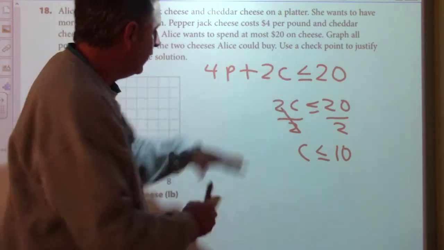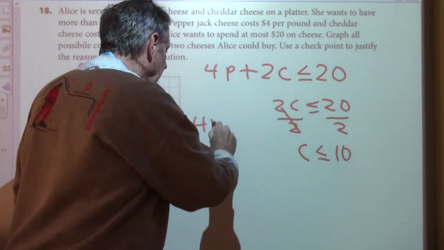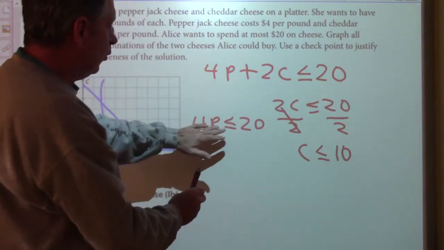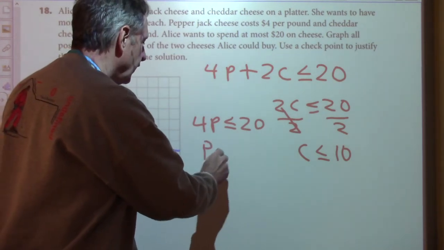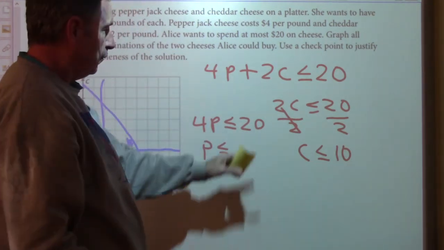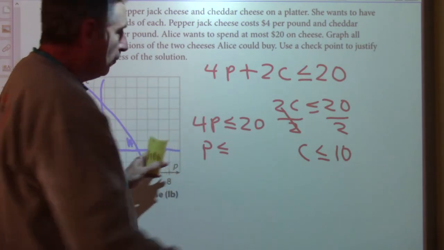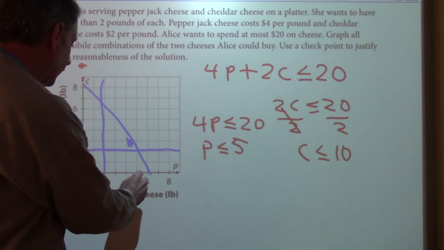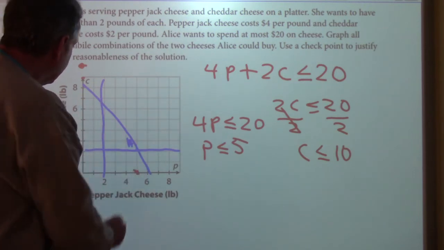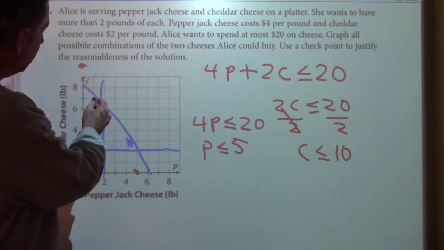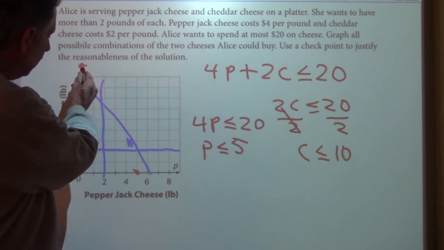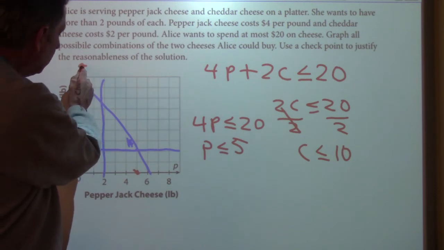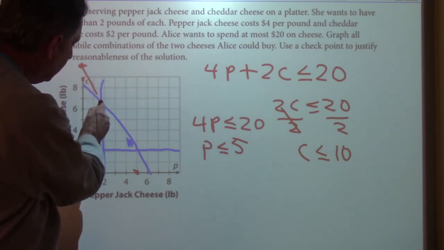4p is less than or equal to 20. And so solving for p, what do we have? P is less than or equal to 20 divided by 4, which is 5. So we go down here to this other intercept. And so now we've used the intercept method, and we can just connect these with a line, can't we? So we connect these with a line, we're going to get something like this.